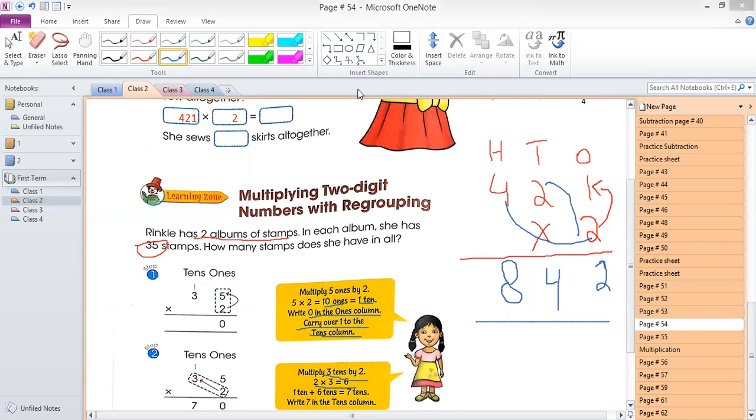Exactly, guys. When you multiply 421 by 2, you multiply the number with ones first. 2 by 1 equals 2. Then you multiply this 2 by tens. 2 by 2 equals 4. And then 2 multiplied by 4 equals 8. So 421 multiplied by 2 is equal to 842. So you will write the answer: 842 skirts altogether.